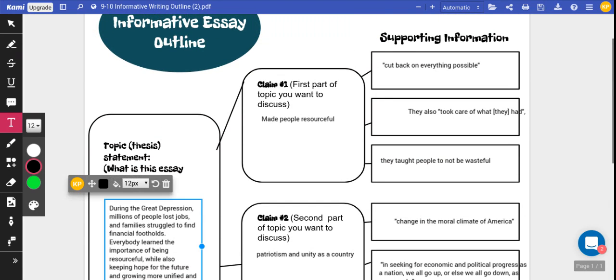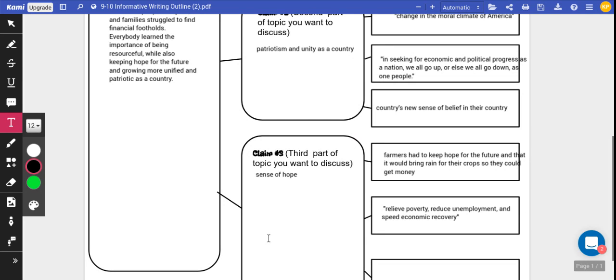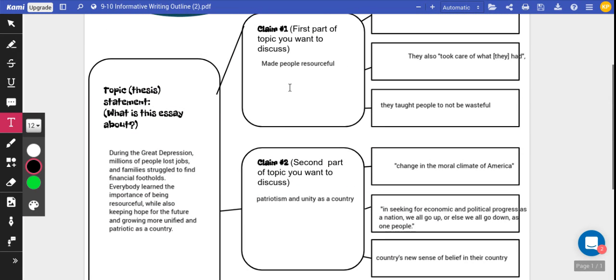The next thing I'm going to do is write my claims, and this is where I kind of break down that topic into three parts. What are three effects that the Great Depression had? So after reading my sources, I'm kind of figuring out, okay, it made people resourceful. It also created patriotism and unity as a country. It also provided a sense of hope to the people. So those are the three things that I want to talk about, the effects that the Great Depression had on people. And you don't have to have complete sentences in your outline. You are just putting your thoughts together so when it's time to write, you can do that quickly.